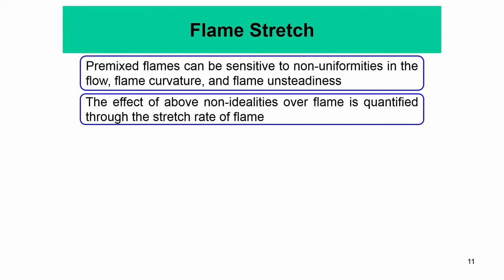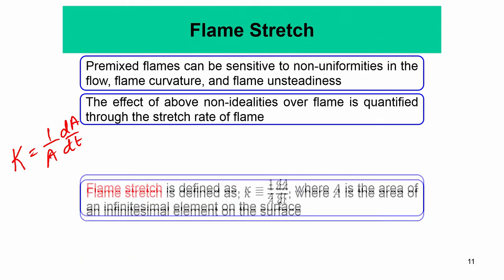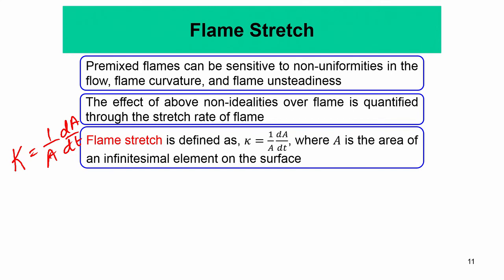You will see that the stretch is essentially 1 by A dA/dt, but this change in the area is affected through things like the non-uniformities of the flow, curvature and flame unsteadiness. So as you see here, the flame stretch is defined as 1 by A dA/dt, where A is the area of an infinitesimal element on the surface.